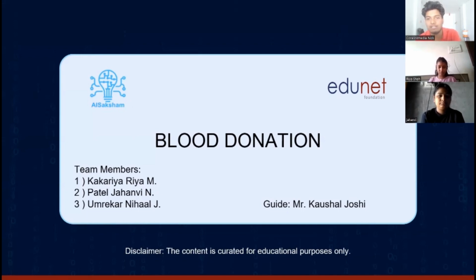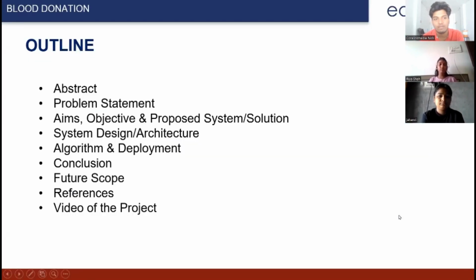If you could do the next slide, please. Okay, so the basic outline of the PPT is the abstract, problem statement, aims, objectives, and the proposed solution that we have. The system design and architecture, algorithm and development, the conclusion and the future scope, references of how we have built this website, and the video of the project. Next slide.